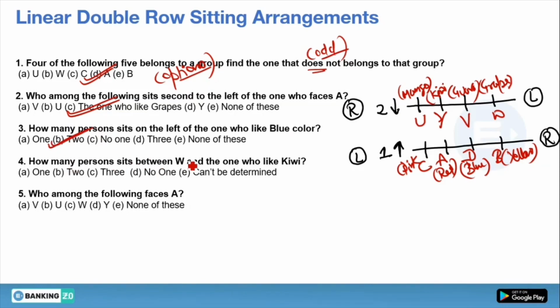How many persons sit between W and the one who likes kiwi? W and kiwi. It means how many persons are sitting between W and Y. So there is only one person, that is V. So option number A is correct.